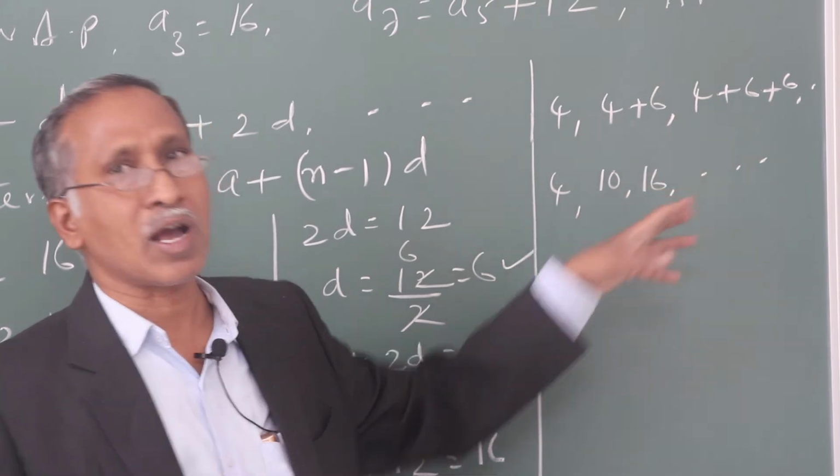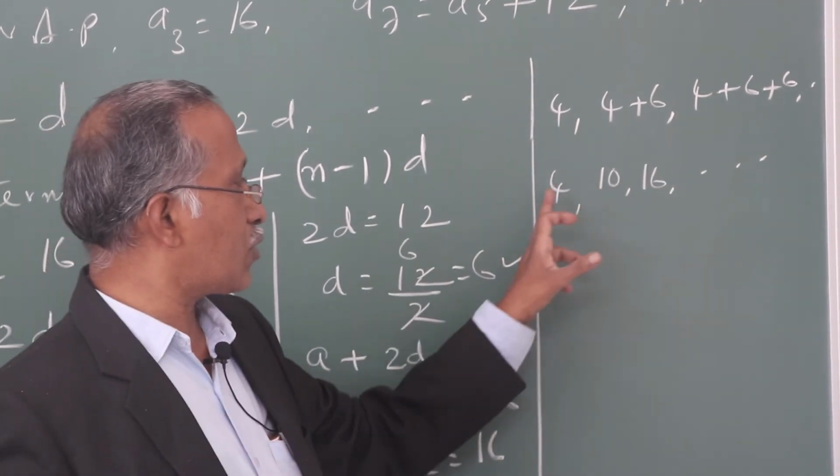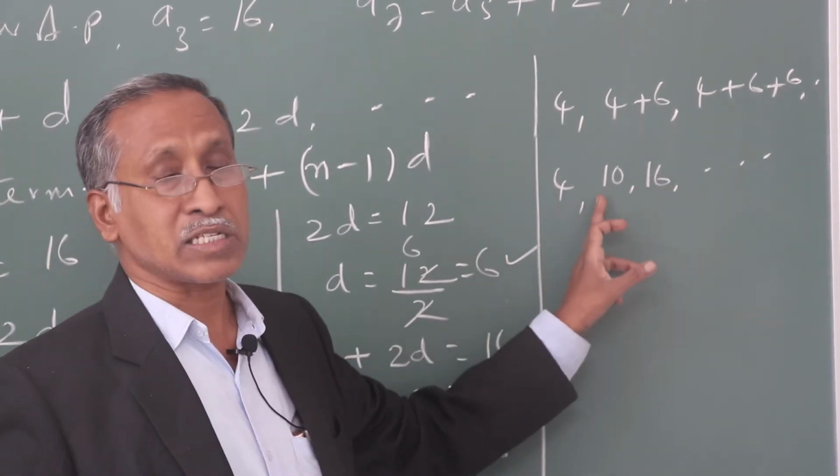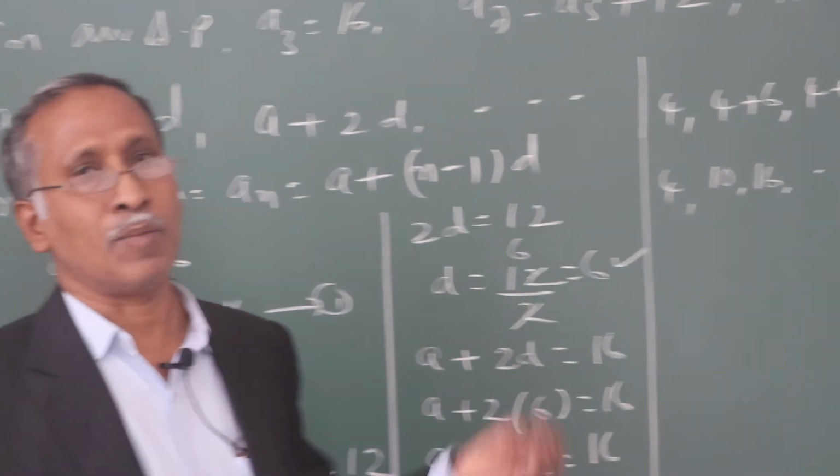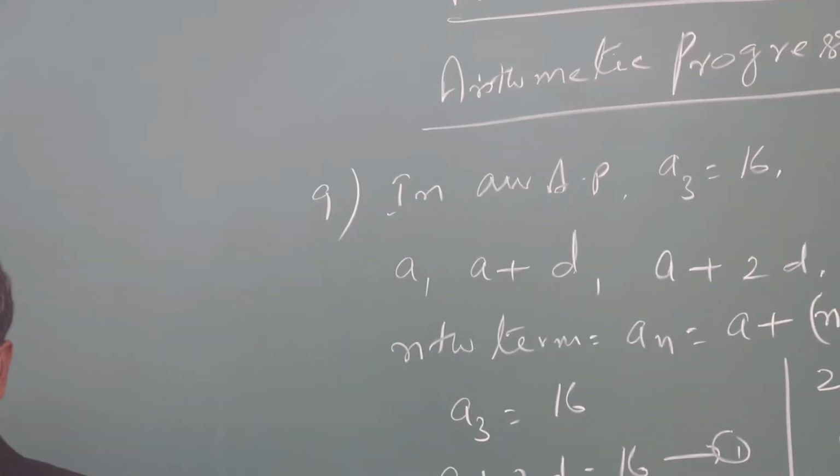Let us observe the common difference here. 10 minus 4 is 6. 16 minus 10 is 6. The difference is the same. Therefore it is an arithmetic progression. Let us take one more sum which is based on this now.